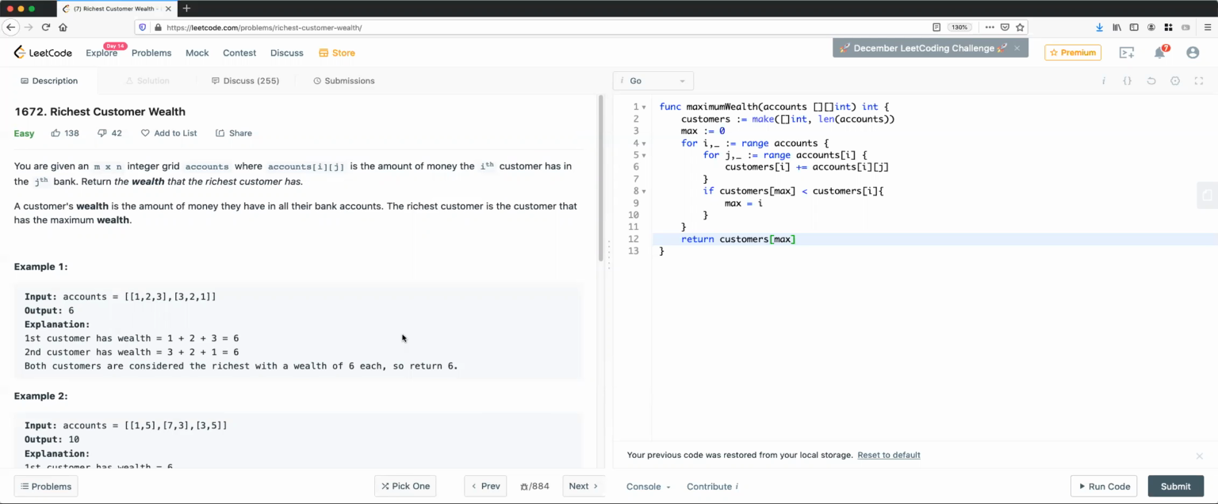So all I did for this problem is very simple. Since each row is going to represent each customer, and each column is going to represent the banks, to get how much customer i has, all I have to do is sum the values in row i. All the values in row i, I sum them.